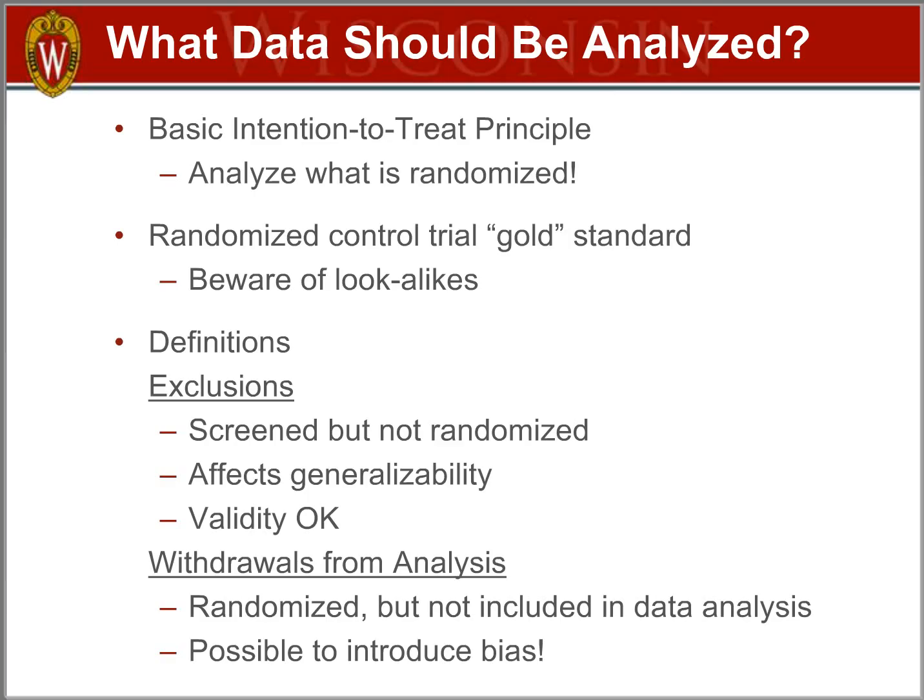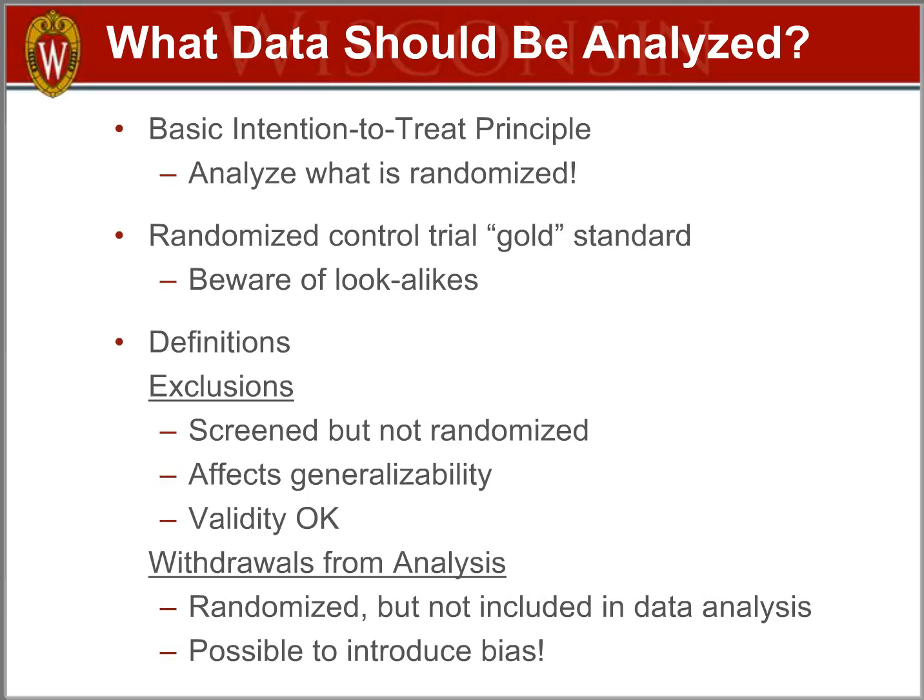There's the idea of the intention to treat principle, which really means that you analyze what is randomized, as I've indicated: all patients, all events that take place. There are a lot of trials which claim to be intent to treat, but in fact, if you look carefully, they're not exactly intent to treat, and they differ in ways that might be very important. When we talk about what data to be analyzed, we're not talking about the patients who were excluded prior to randomization. Of course, that process affects generalizability, as we discussed in our earlier lectures.